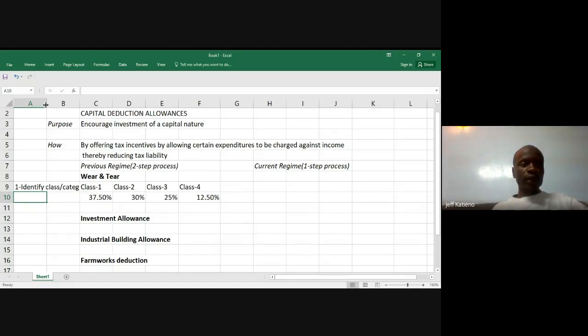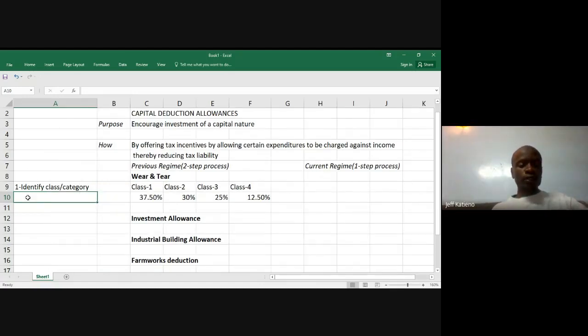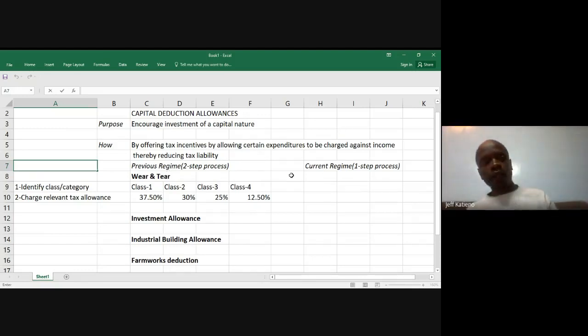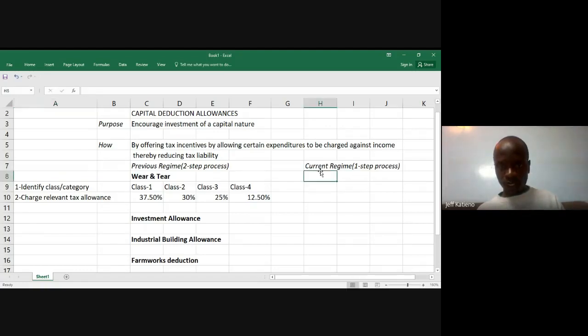Class stroke category is when, based on the class stroke categories, now you charge the relevant tax allowance. So this was the previous regime. But with the current regime, you don't have to identify the class or category where your investment falls under, because everything is individualized. So this current regime is individualized.